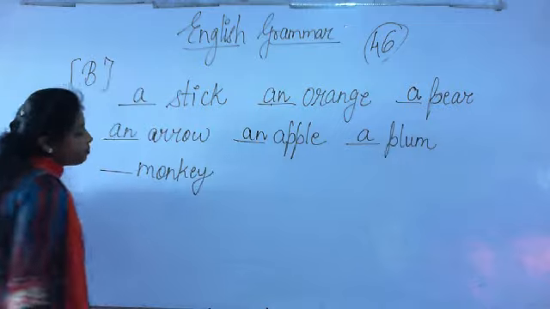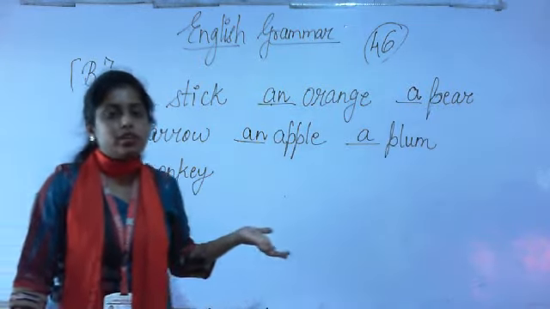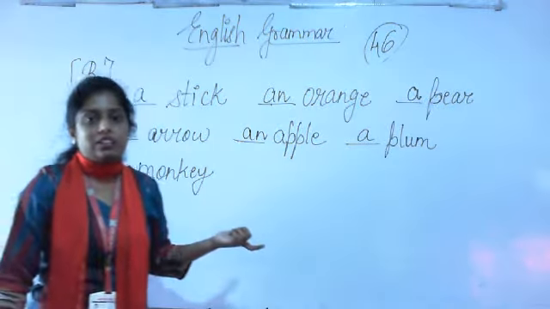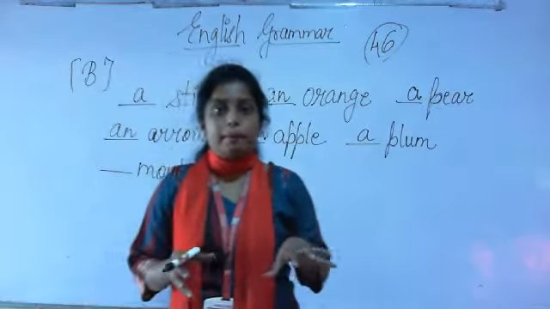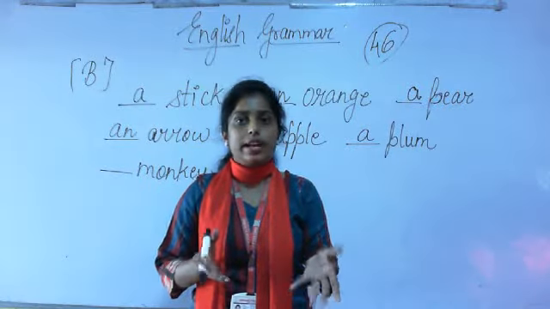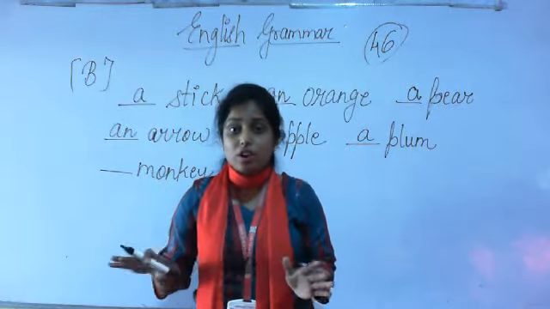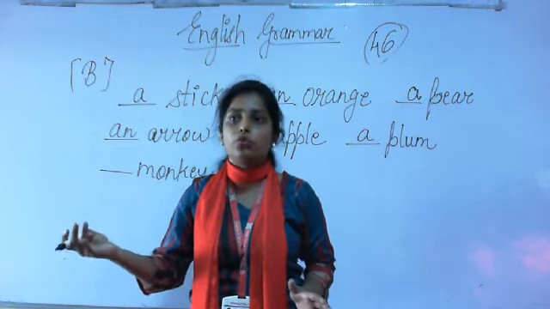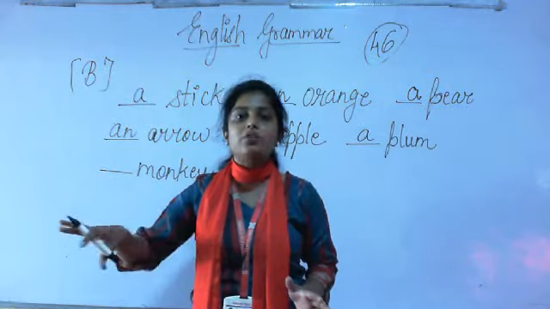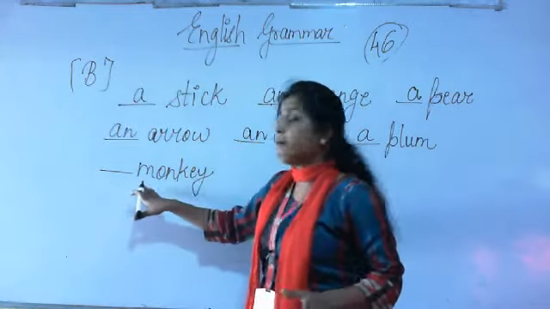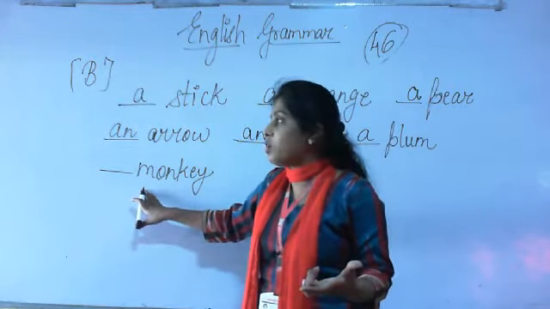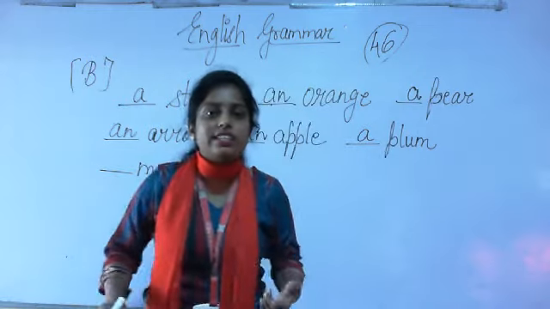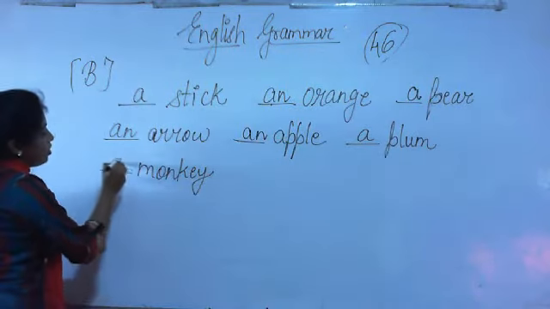Then dash monkey. M-O-N-K-E-Y, monkey. What sound is this? M sound. M sound is a consonant sound. It is not a vowel sound, right? Which are the vowels? A, E, I, O, U. So the A, E, I, O, U sound is not here. Monkey, M sound is there, so it's a consonant sound. Therefore, a monkey.